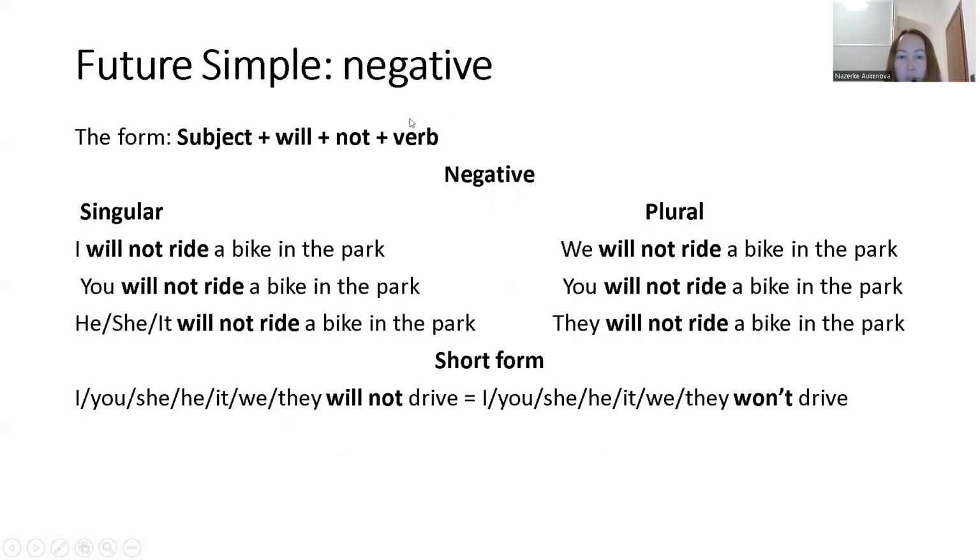So let me explain negative sentence. This is the structure again, the same, but we have to use not after will, okay? And the same, again, singular, plural forms. So we say, I will not ride a bike, you will not ride a bike, they will not ride a bike, and so on. In the short form again, we have to use like will not in the full form, but in short form we have to write like this, won't. Okay, won't.